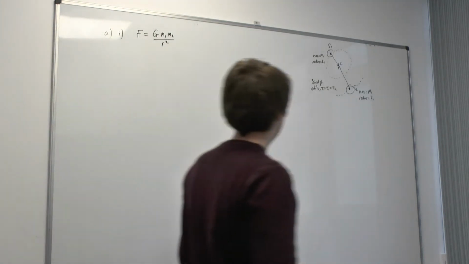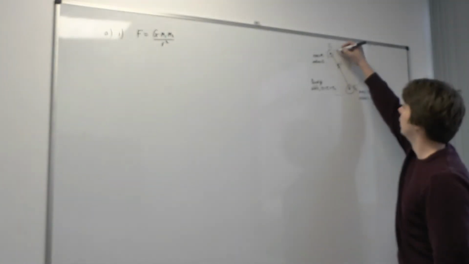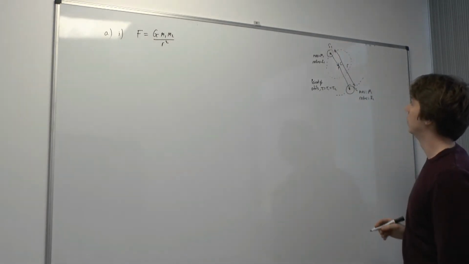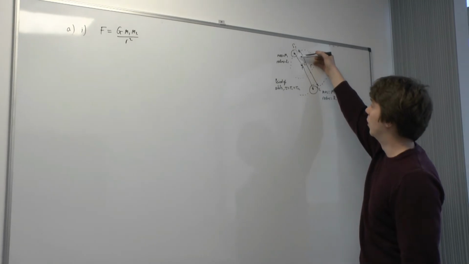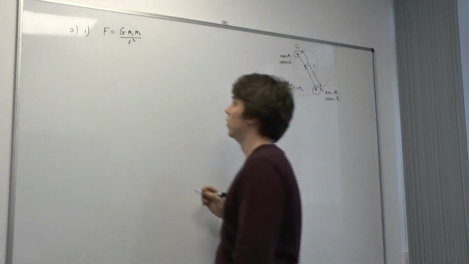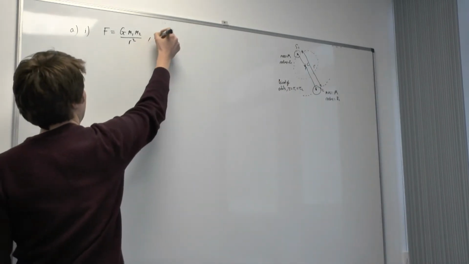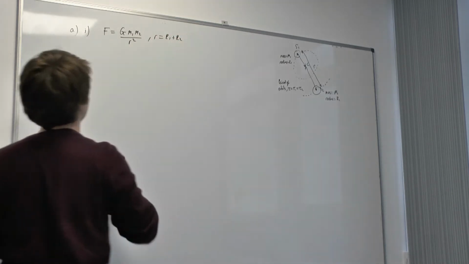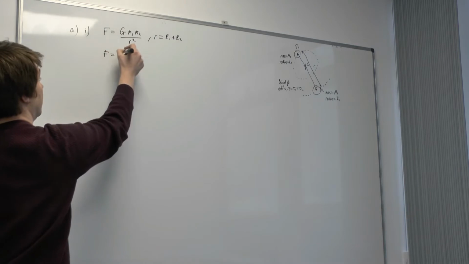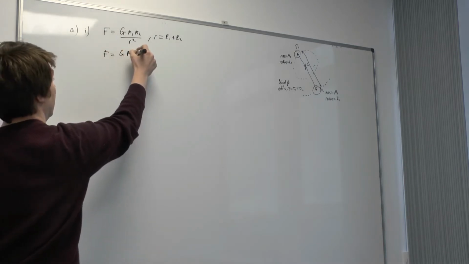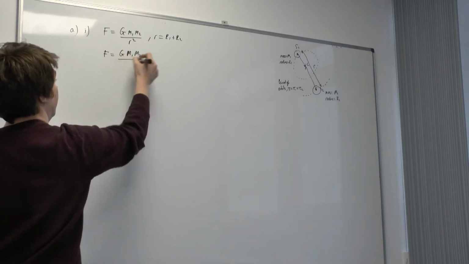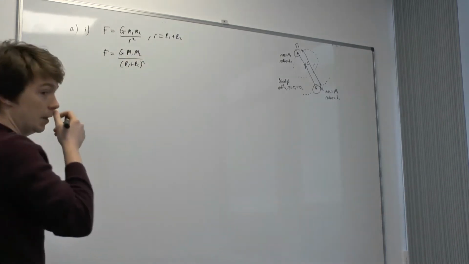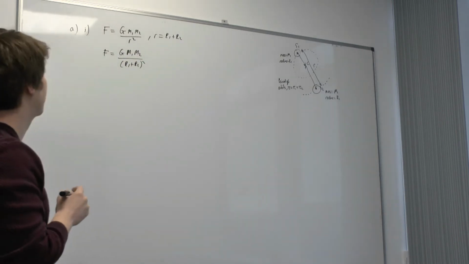So the radius between the two stars here is the distance from S1 to S2, given by r, and we can see that that's R1 plus R2. So our r here is capital R1 plus capital R2. So the gravitational force acting between the two will be given by G m1 m2 divided by (R1 plus R2) squared. So that's our first question there.